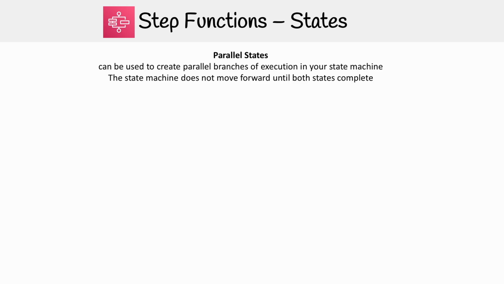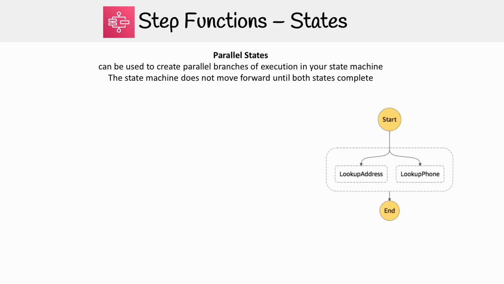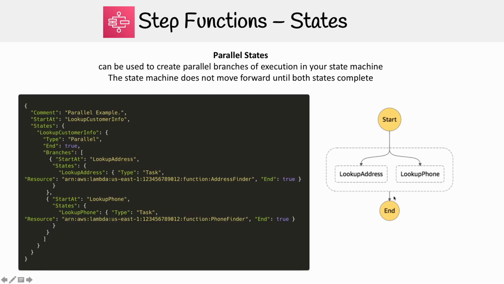And then we have parallel states, and this allows us to expect 2 states to be performed, and until they are both performed, not to move forward. So to really make that clear, here's an example where we have 2 states. So I have a lookup address and lookup phone. Until both of these complete, it will not move on to the next step. And this is what it looks like.